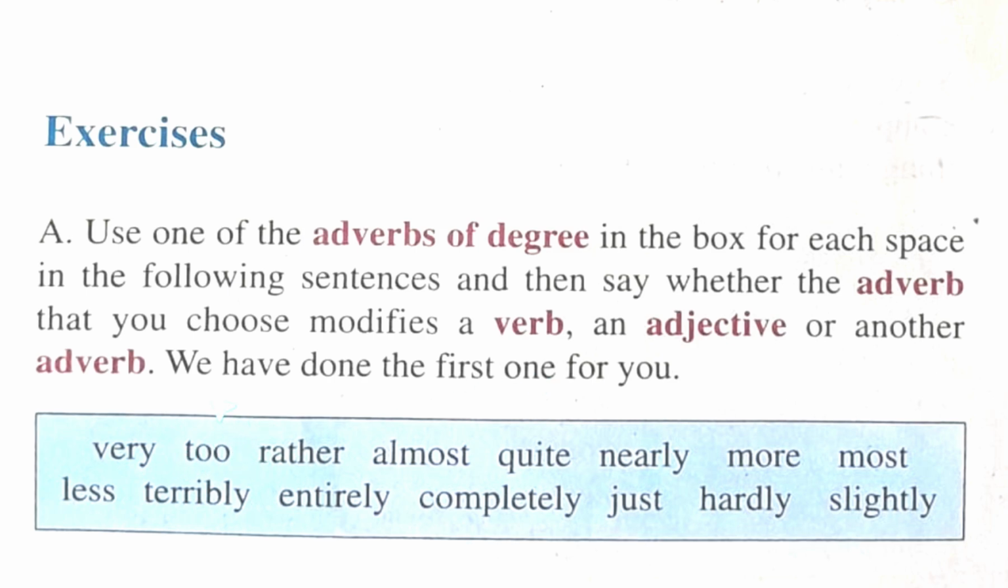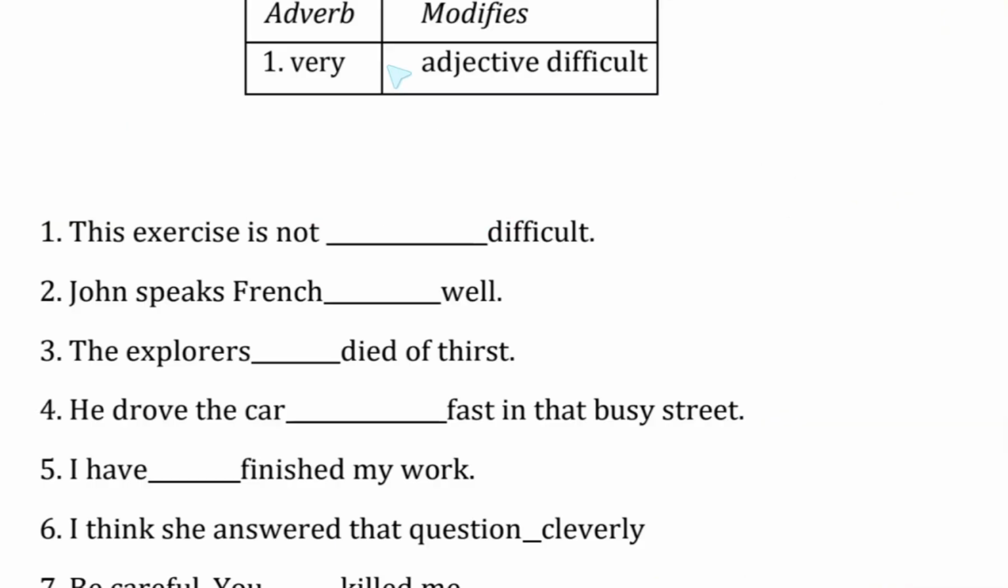So here are some adverbs of degree like very, too, rather, almost, quite, nearly, more, most, less, terribly, entirely, completely, just, hardly, and slightly. So let's do the work. The first one is done here. One, this exercise is not very difficult. Here, very is used and it is modifying the word difficult, which is an adjective.